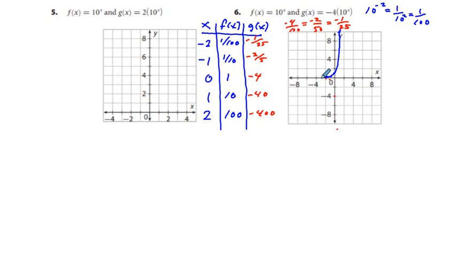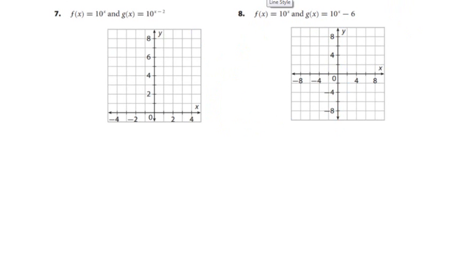It's going to be hard for me to get this right. So it goes like this. So very steep down like this. Just barely grazing that. So I hope you can see the reflection about the x-axis and the increased steepness of this red graph below that x-axis. Okay, let's go on to problem number 7.